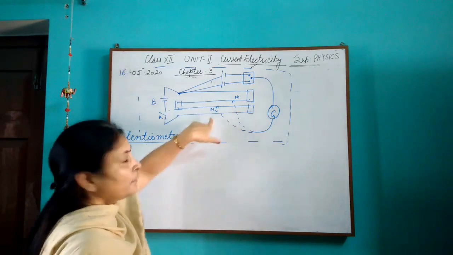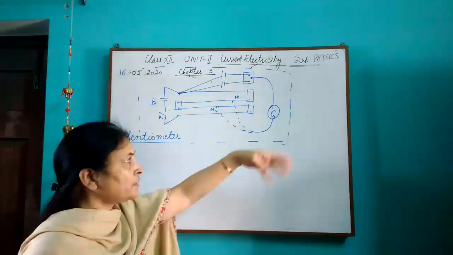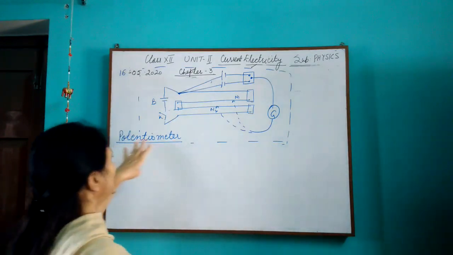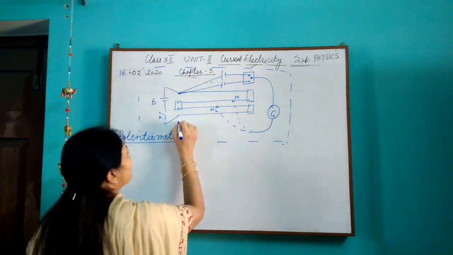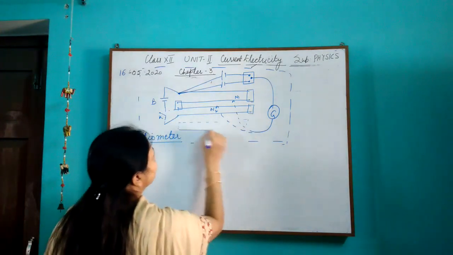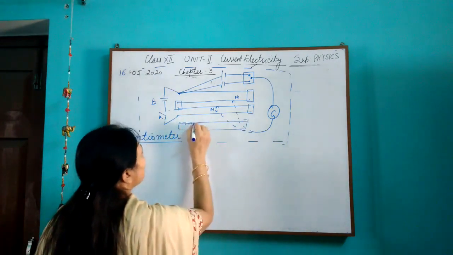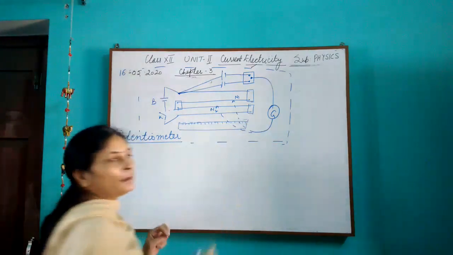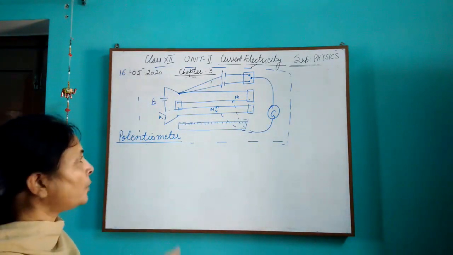Now you can have more than 4 meters also. As we keep on increasing the length of the wire, the sensitivity of the given device will increase. A scale is also attached, so that we can measure the length of the wire which will be required, or we'll see how it is to be done. So what is a potentiometer?